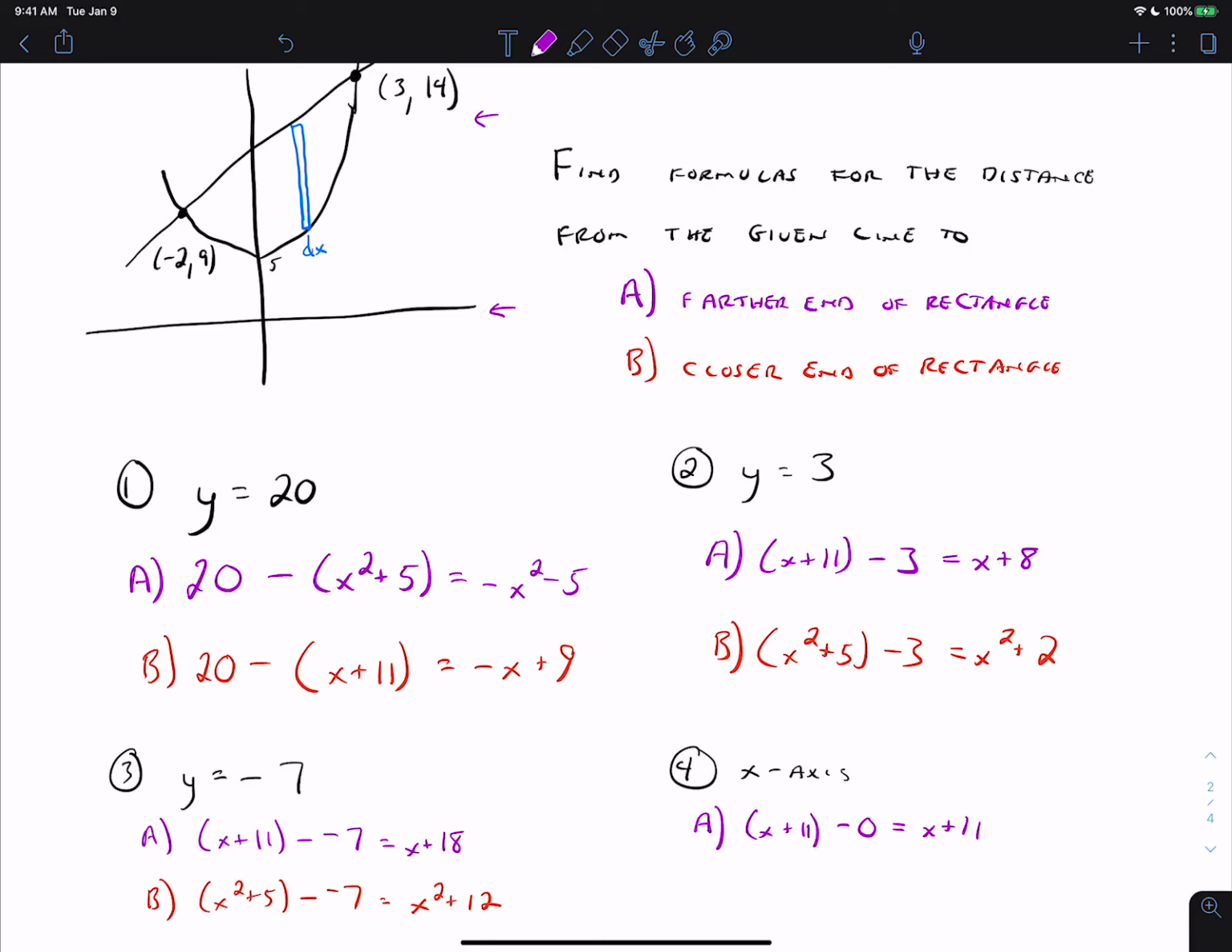A lot of people want to do minus x when it's the x-axis, or sometimes minus y. That's not what we want to do. We want to subtract the y value at the x-axis. The y value on the x-axis is 0, so we subtract 0 there. When we look at part B, we're looking at the distance from the closer end of the rectangle to the x-axis. That's a vertical distance. So you take the top y, x squared plus 5, minus the bottom y, that's again 0, so we get x squared plus 5.